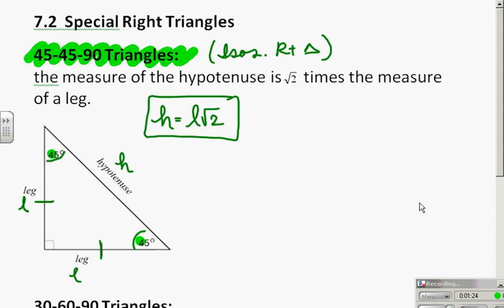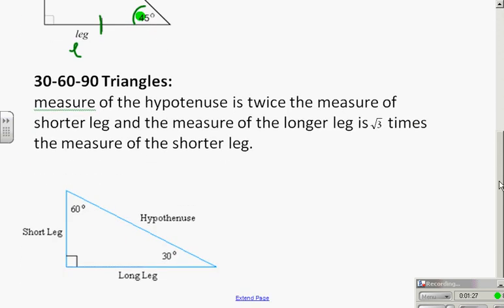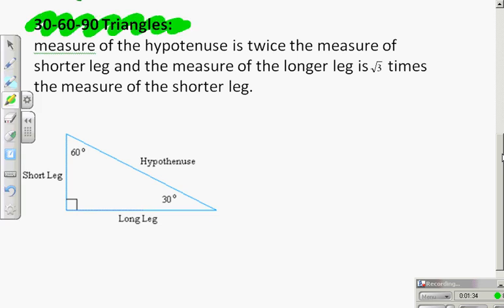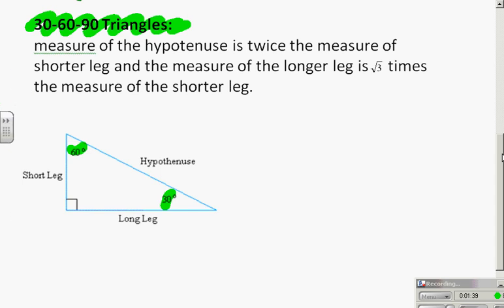Very slick trick. Now we can also use these special rules for 30, 60, 90 triangles. Again, the 30, 60, 90 refers to the angles. Now it creates some special relationships. The 30-degree angle is always opposite the shortest leg. The 60-degree angle is always opposite the longest leg, and the hypotenuse is always where we expect it to be.